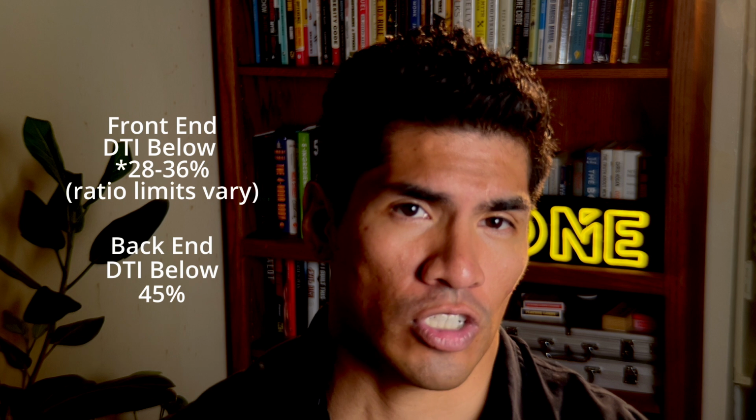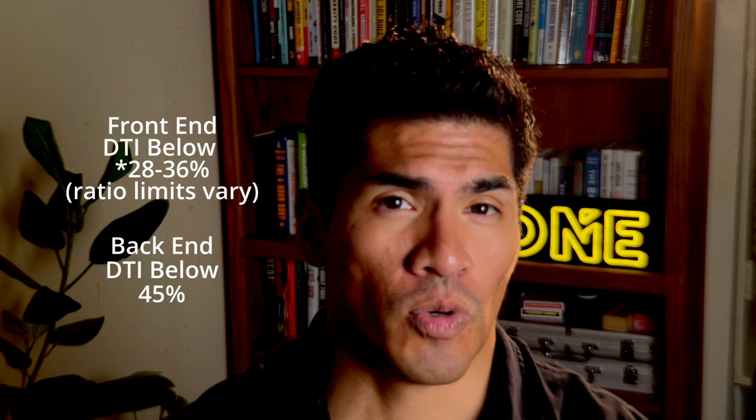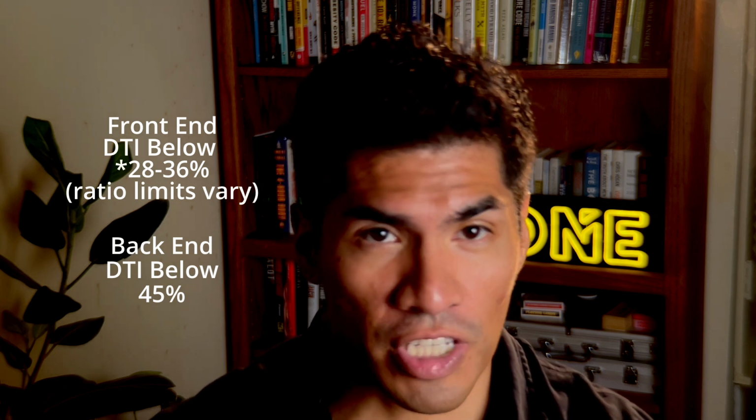Why is it essential to know about these two types of DTI? For starters, lenders look at both front end and back end DTI to determine if you can afford to take on any additional debt. They typically want to see a front end DTI of no more than 28 to 36% and a back end DTI of no more than 45%.